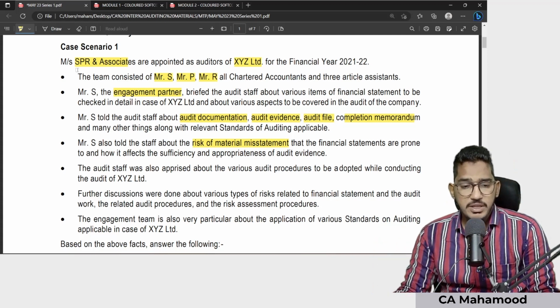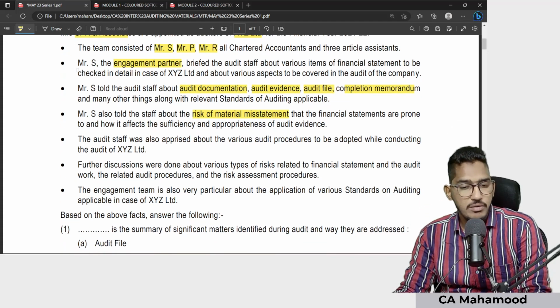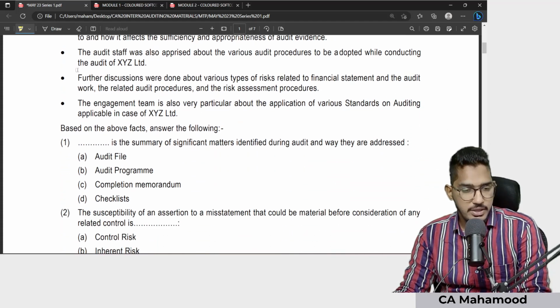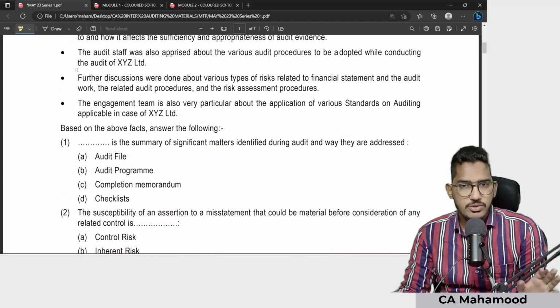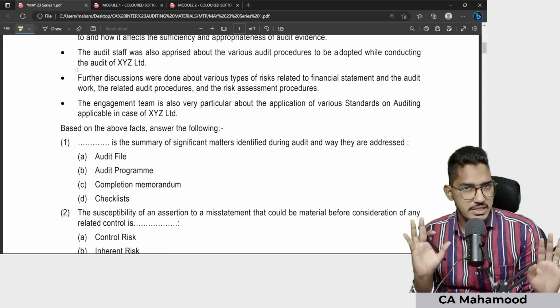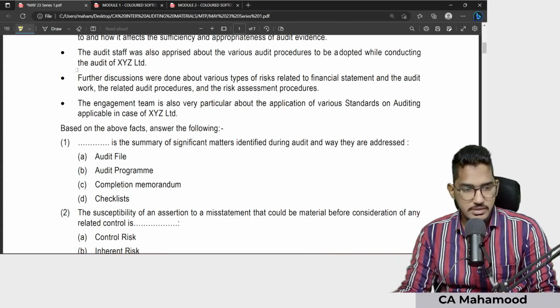Next, the engagement team is also very particular about the application of various standards on auditing applicable in case of XYZ Limited. Even the engagement team is very much concerned about application of standards on audit wherever applicable. So on the basis of these facts, see, they did not give any case scenario. They just let you know what discussions happened. Out of that, they are asking us a few questions. Let us try to answer them.